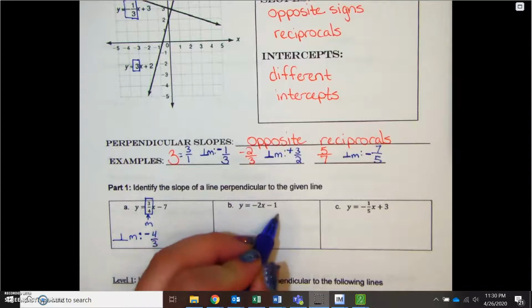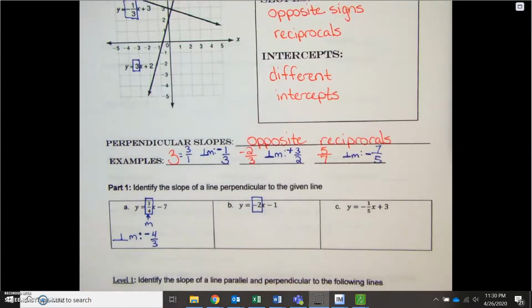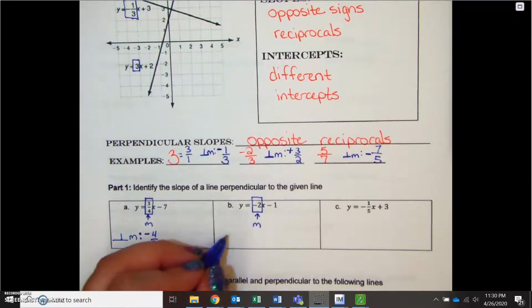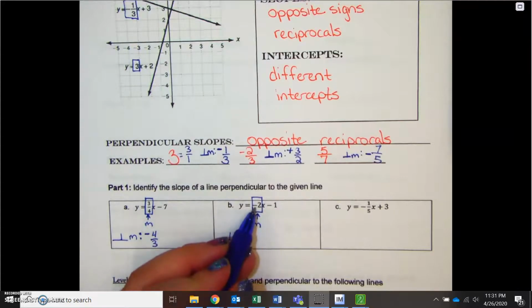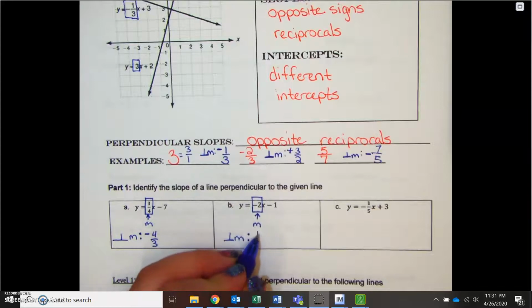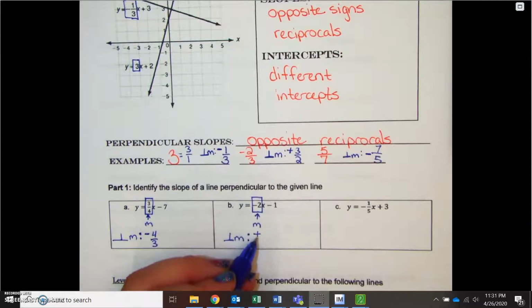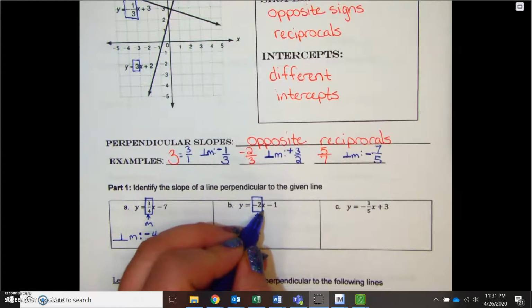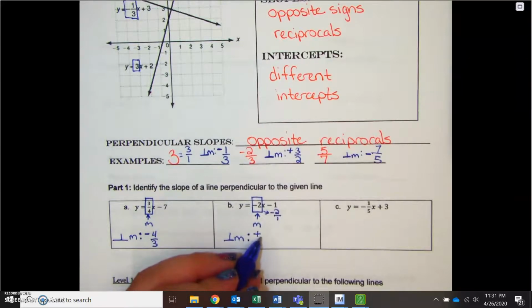How about the next one? It's already in slope-intercept form. Y is by itself. So the number in front of the x tells me what my original slope was. So my perpendicular slope, it was negative. My original slope was negative. So my perpendicular slope is positive. And you don't have to write the positive. I'm just helping us remember that it is an opposite sign. And this was a -2. It doesn't look like a fraction, but we know that -2 is really -2/1. So when I go to find the reciprocal, I can make it 1/2.